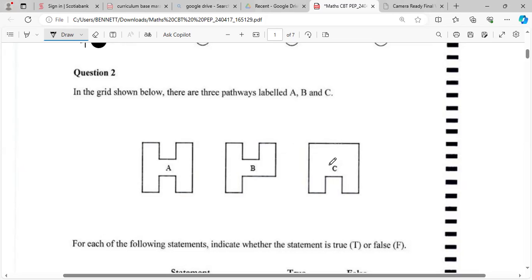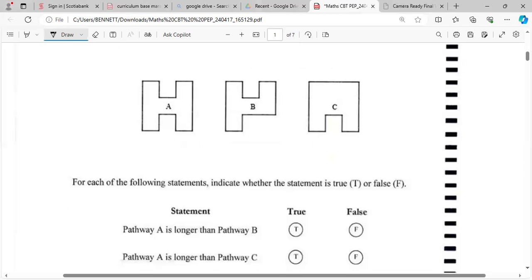Can you scroll up? All right, hold on. So it says for each of the following statements, indicate whether the statement is true or false. So this is the true or false segment.